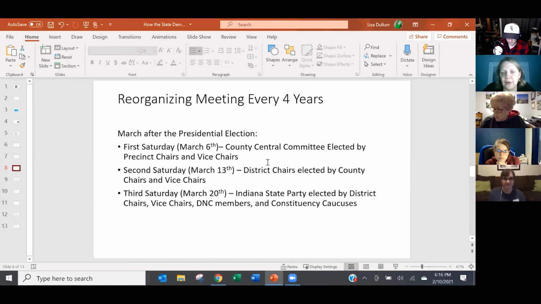They then get together this next Saturday and elect the district chairs. So we live in District 4 because we're in Congressional District 4, and so there will be an election on March 13th for the district chairs. And then on the third Saturday, which will be March 20th, the state party committee will be elected, and that will be the district chairs and, as I mentioned, the DNC members and a few other people voting as well.